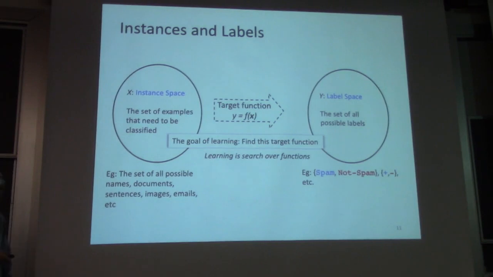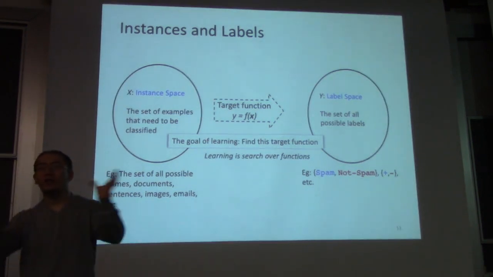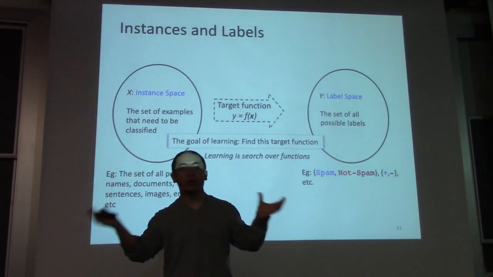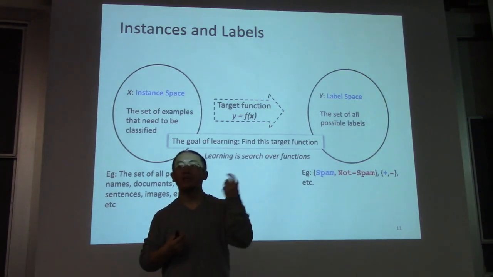So from this perspective, learning is also a searching procedure. It's a search over the function space. You can imagine, or you can assume, your target function belongs to some particular family of functions, right? And the learning algorithm is trying to identify one best function.